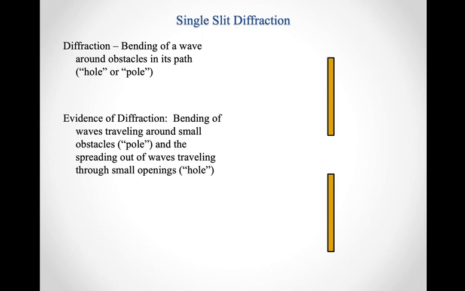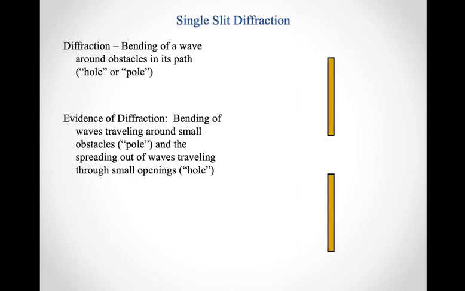We can refer to the obstacle as either a hole, so you've got a barrier like the one over here on the right where there's some hole in it, or a pole is the word that we'll often use simply because it rhymes, where there's just something relatively small sitting out there that the wave goes by. And what we see when we see diffraction is you see the waves bending. So either they'll bend around some small obstacle, so they'll bend around the pole, or they'll spread out from the hole.